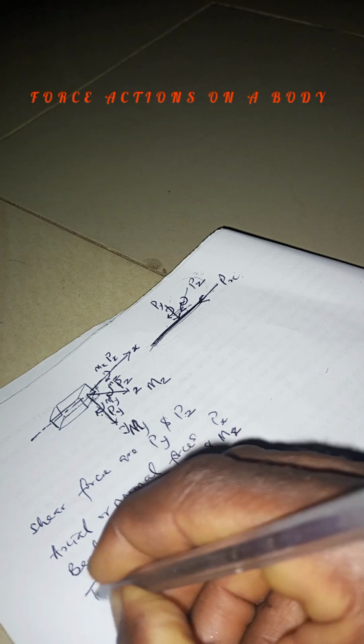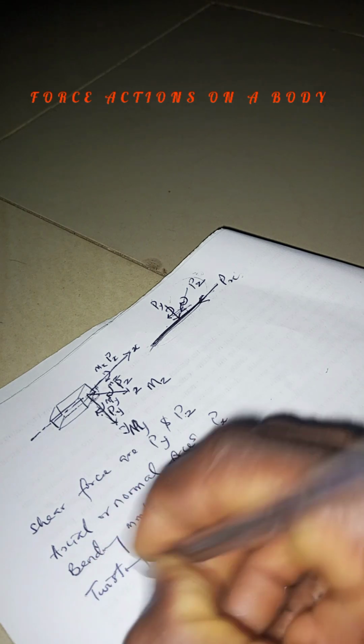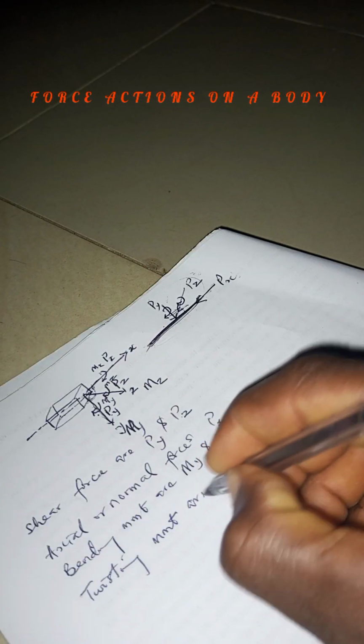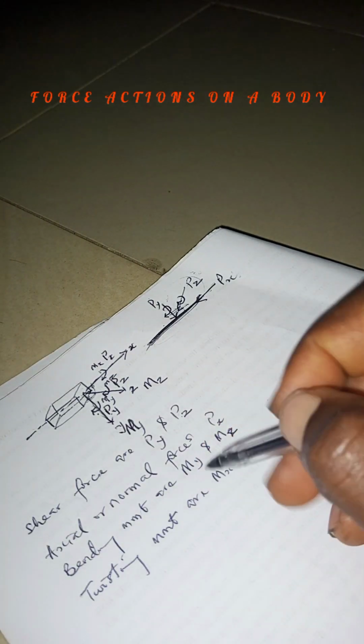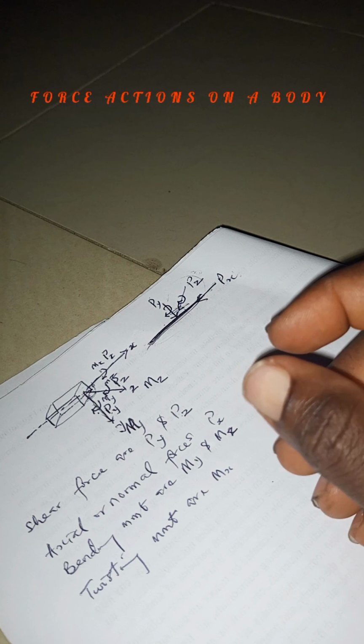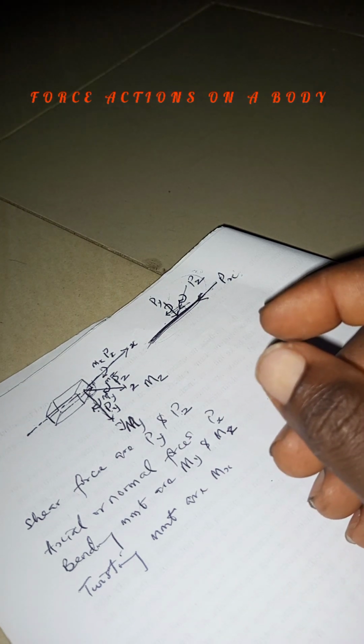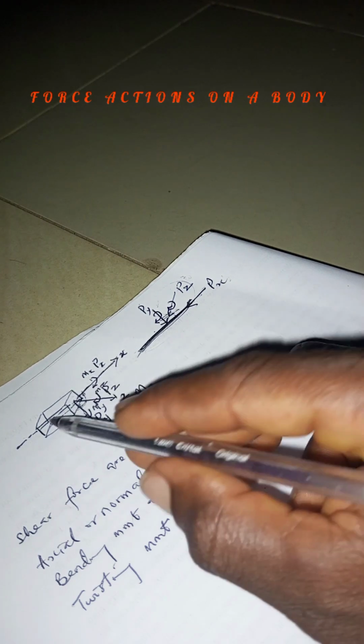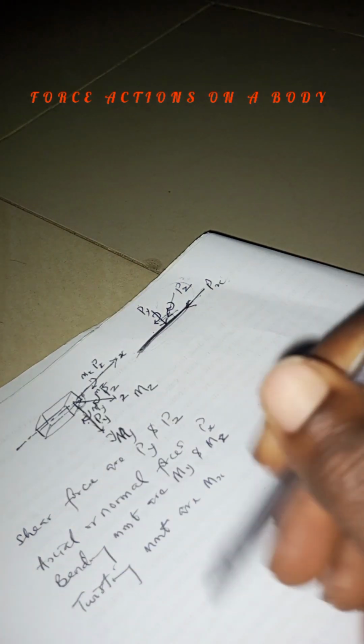While we have twisting moments. Twisting moments are Mx, and they are the twisting. This is the twisting action along the element. This is going to cause this to twist.